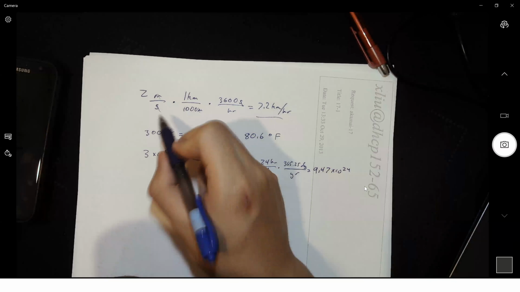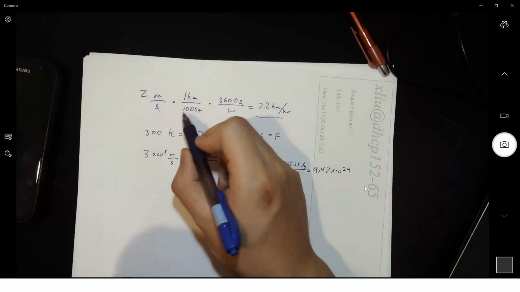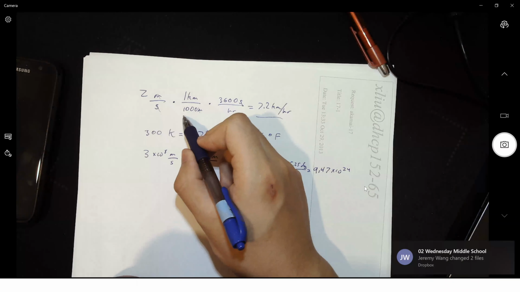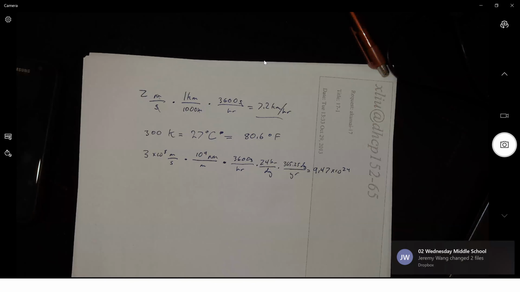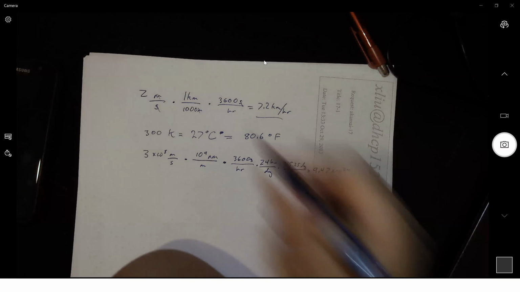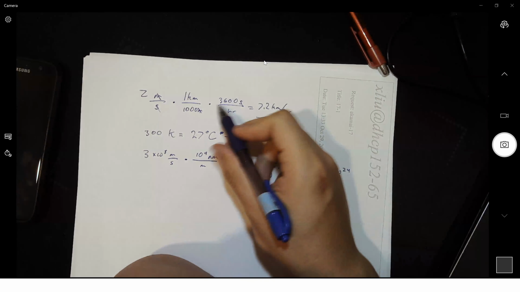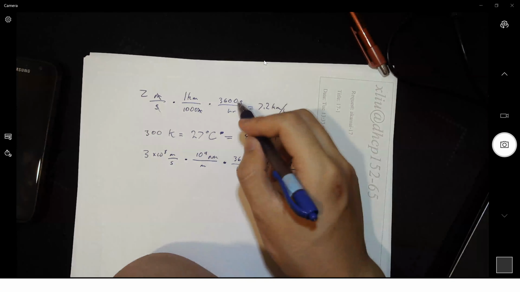So 2 meters per second. There are 1,000 meters in a kilometer, so we multiply that by the ratio 1 kilometer per 1,000 meters. Notice that the meters cancel out. And then times 3,600 seconds per hour. So this cancels out, and you get 7.2.